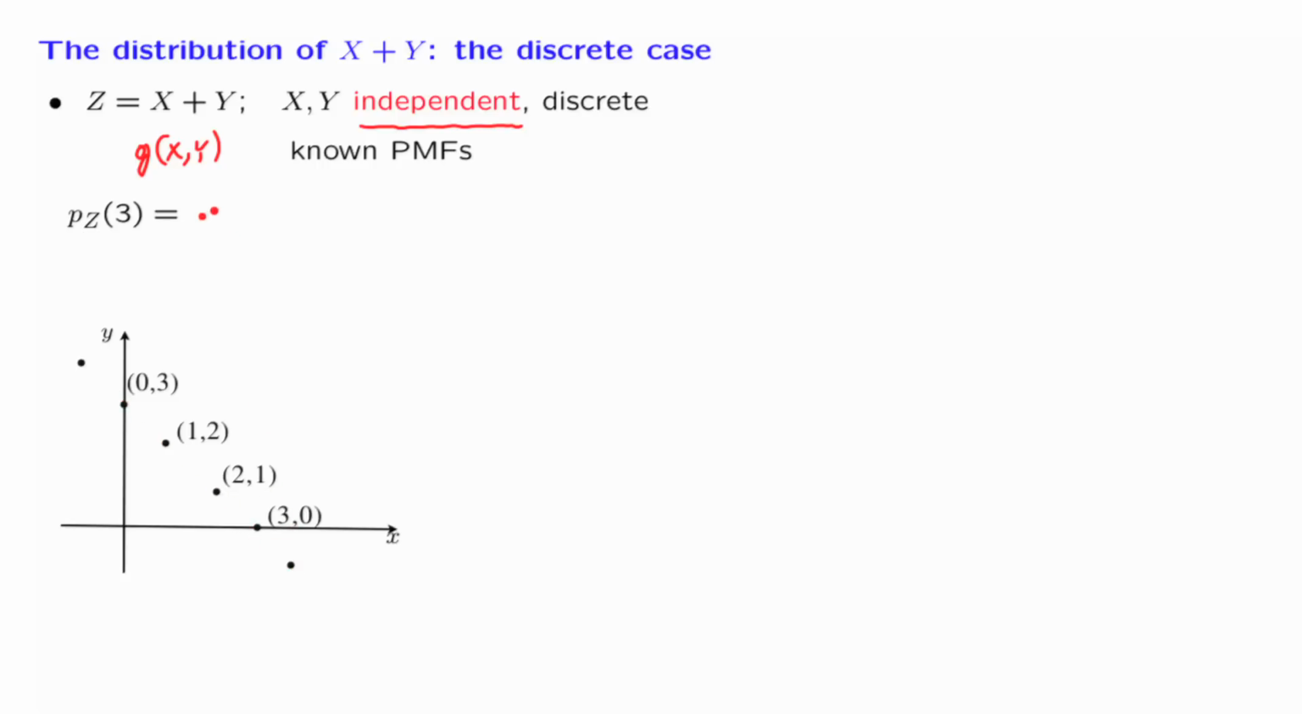So it is going to be a sum of various terms, and the typical term will be the probability, let's say, of this outcome, which is that x is equal to 0 and y is equal to 3. Another typical term in the sum will be the probability of this outcome here, the probability that x is equal to 1, y is equal to 2, and so on.